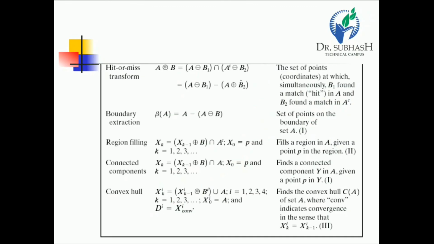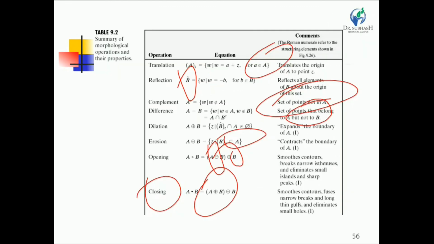Now the hit-or-miss transformation, the function of A HMT with B. This is the hit-or-miss transformation: A erosion with B1, intersected with the complement of A erosion with B2. Now the boundary extraction, beta of A, is A difference the result of A erosion with B.